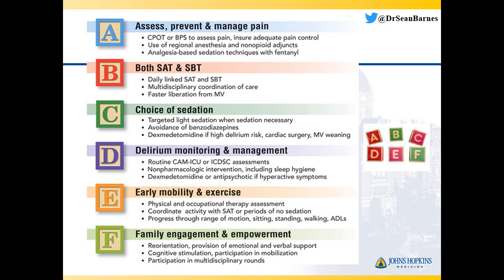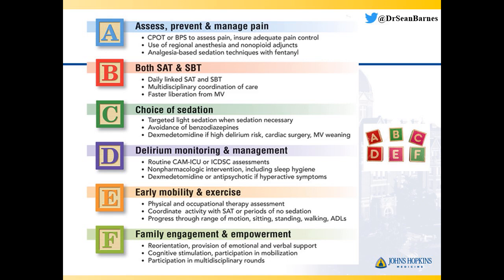A is for assess, prevent, and manage pain. We talked about this. This could be when the patient's getting their suctioning or they're getting cares that they may not have adequate analgesia-based sedation. One of the things that's been advocated for recently is fentanyl as an opioid infusion to address analgesia-based needs, the pain of the endotracheal tube, the pain of the cares that are going on.